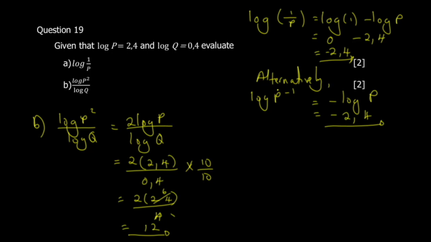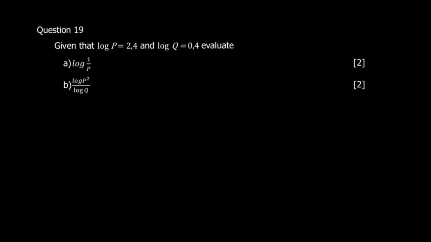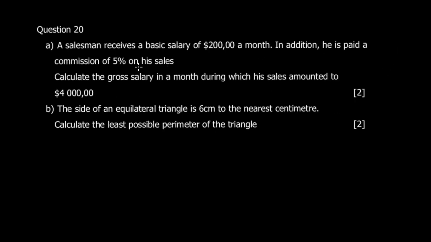And let's move to the second question, the last question, I mean. So the last question says a salesman receives a basic salary of $200 a month. In addition, he is paid a commission of 5% on his sales. Calculate the gross salary in a month during which his sales amounted to $4,000. So you need to calculate the gross salary.